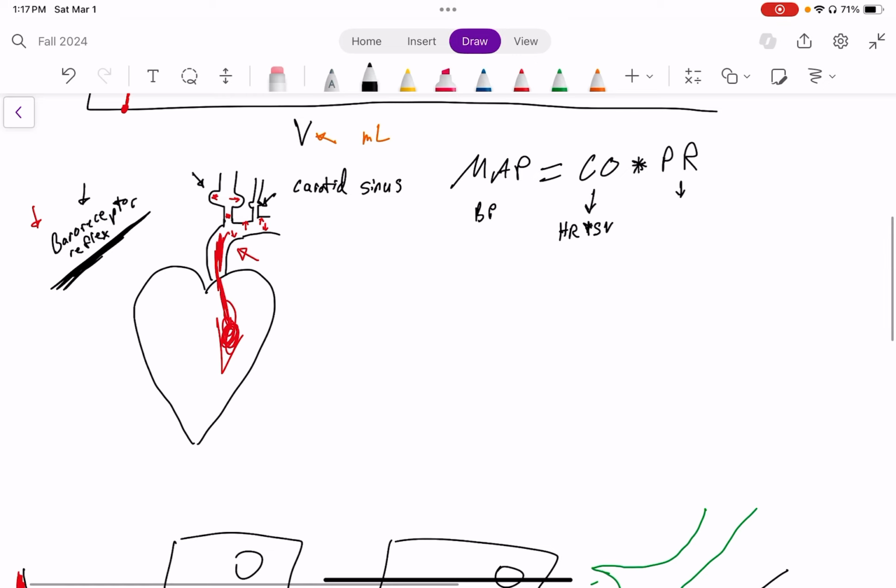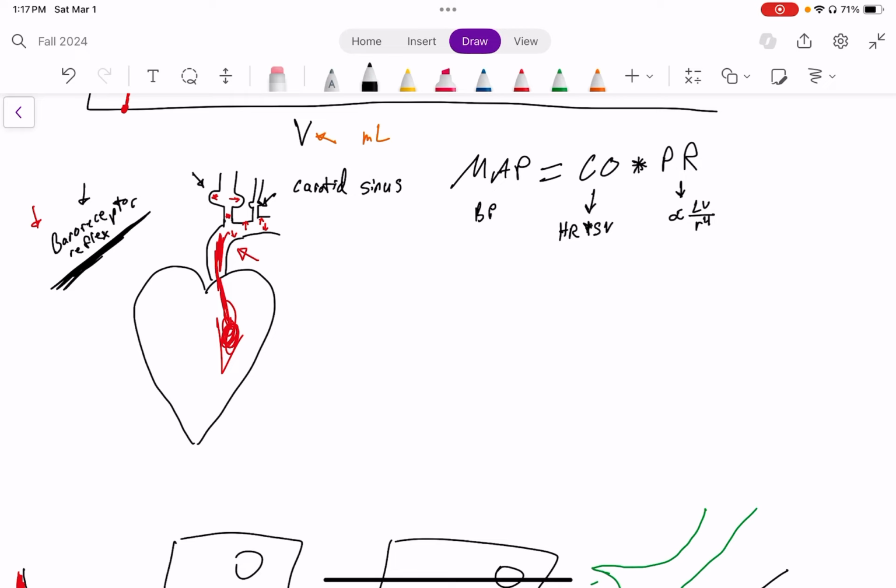And peripheral resistance is proportional, which means you really don't have to know what it's multiplied by. You just need to know that this changes it, right? It's proportional to the length times the volume over the radius to the fourth. And this to the fourth is really important. That means that the biggest impact on peripheral resistance, and therefore the biggest impact on blood pressure, is the radius of the blood vessels.